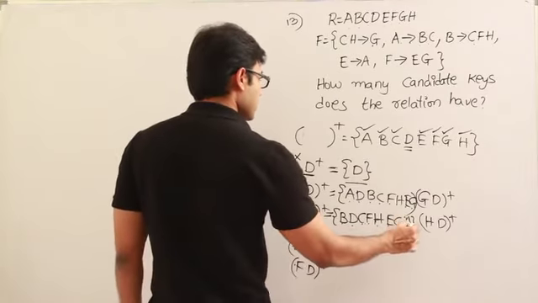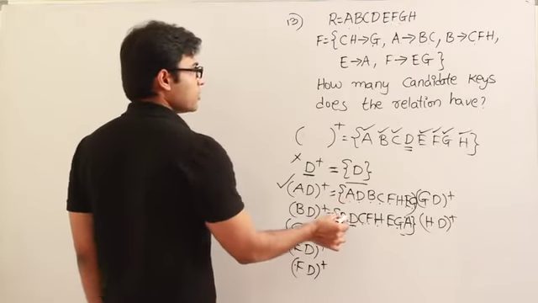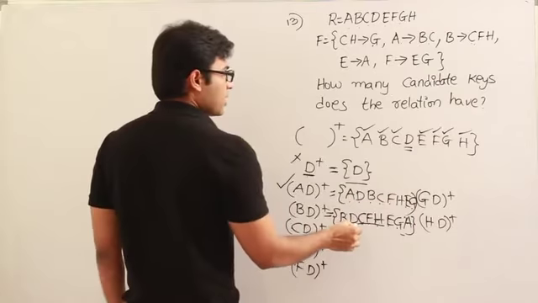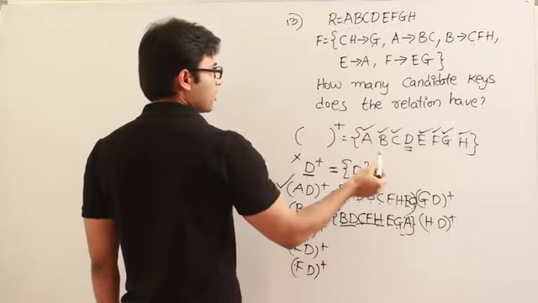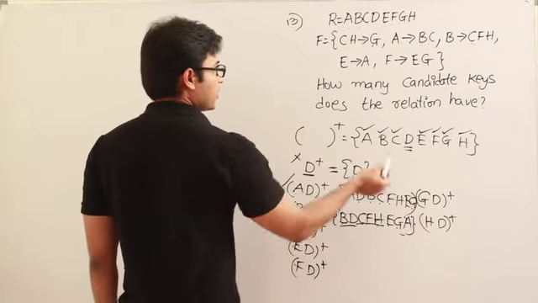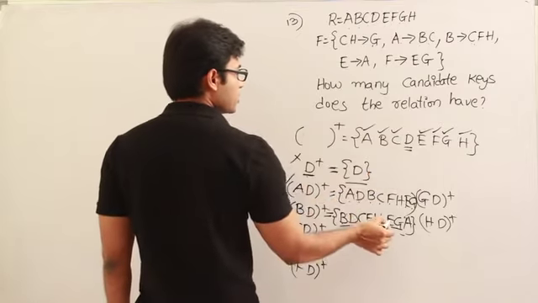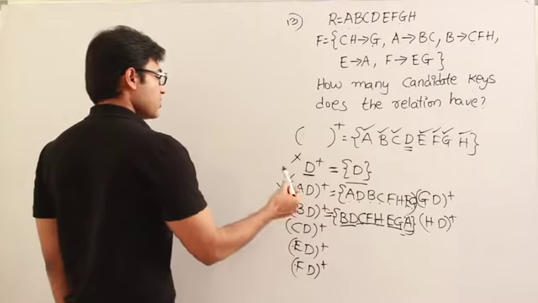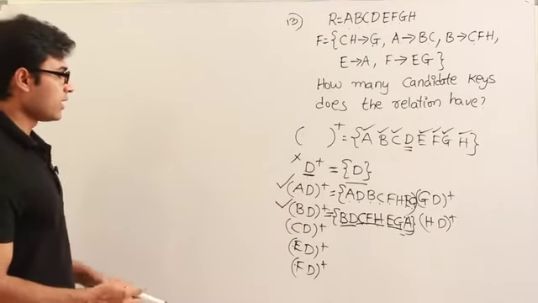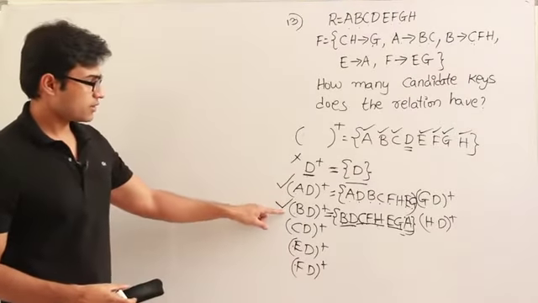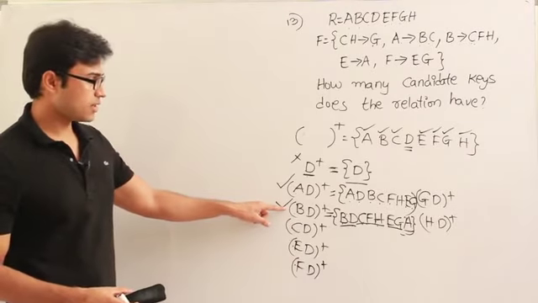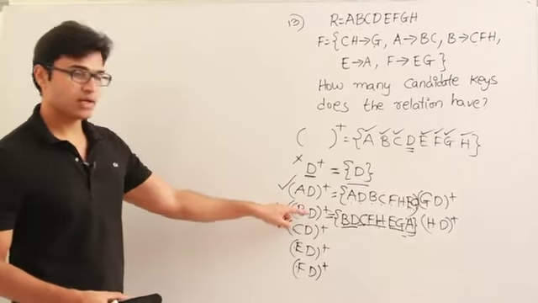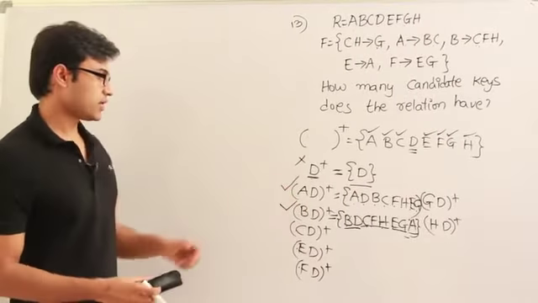Are you getting this? Because of B itself I have added CFH, got it? And then because of F here I added EG, right? And because of E I added A, therefore I got all the attributes. So BD is also a possible candidate key, and this is also a candidate key. Why is it a candidate key? It is a key and it is minimal, which means you cannot remove either B or D and still get a key, right? Therefore it is a candidate key.